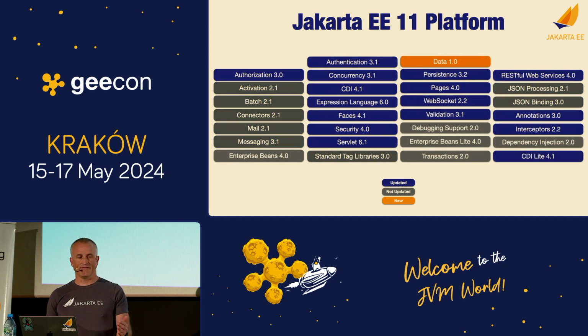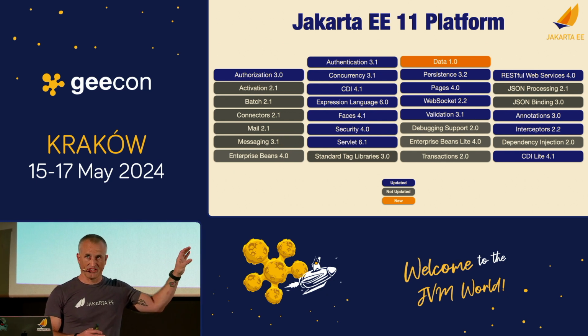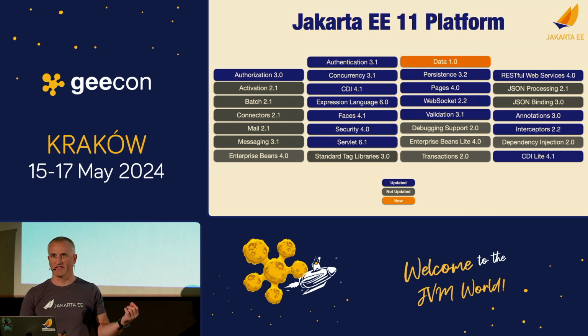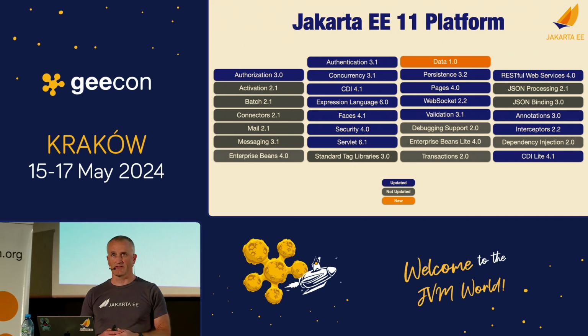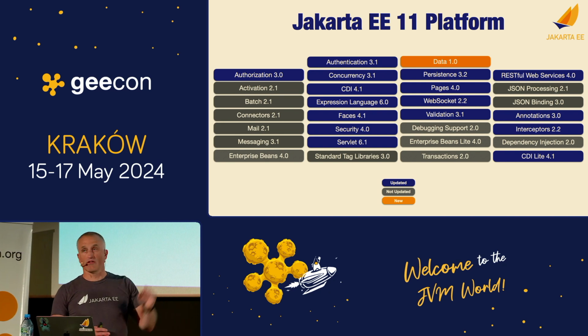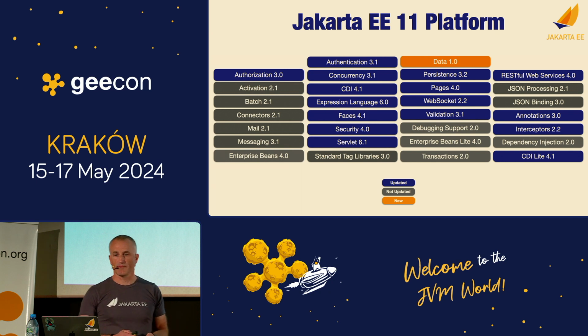Jakarta 11 is coming in July. These are essentially the same specifications. There's one new one, Jakarta data, that makes it easier to retrieve data from data sources. It's kind of a layer on top of persistence. And otherwise, all the blue ones are updated for Jakarta 11. So it's coming in July.